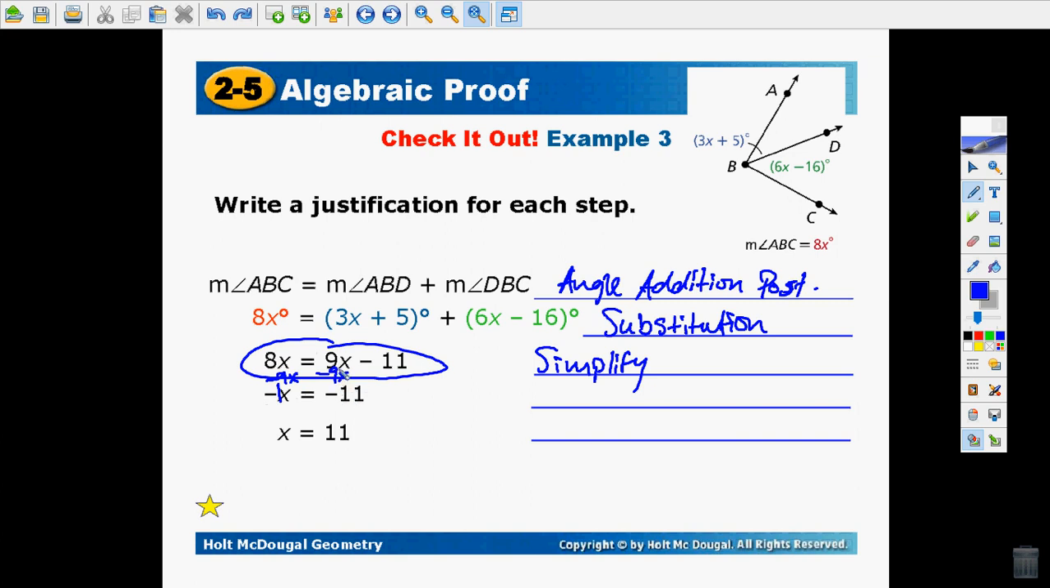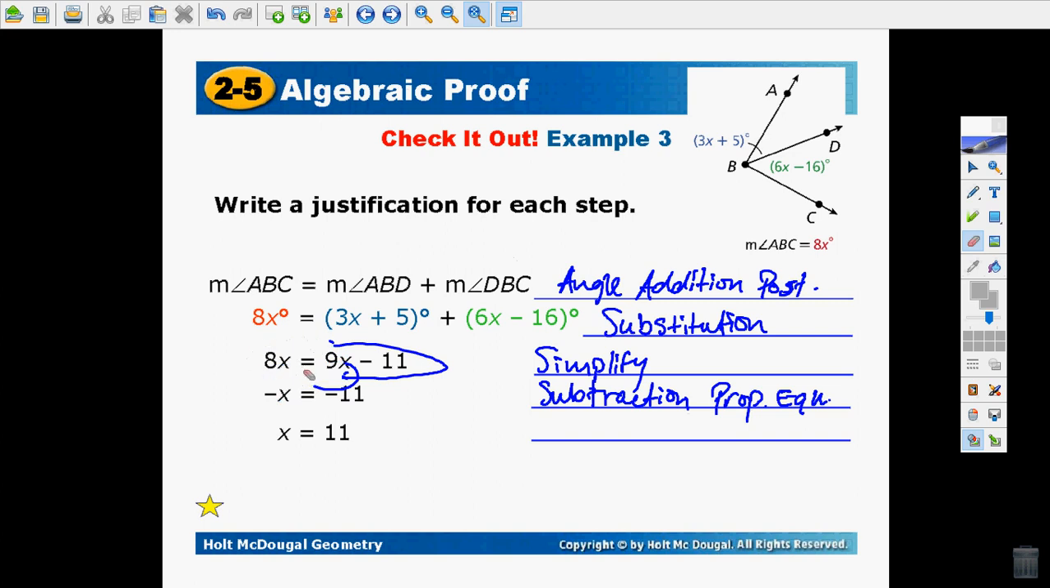So what do I call this step when I subtract 9x on both sides of the equal sign? That's the subtraction property of equality.